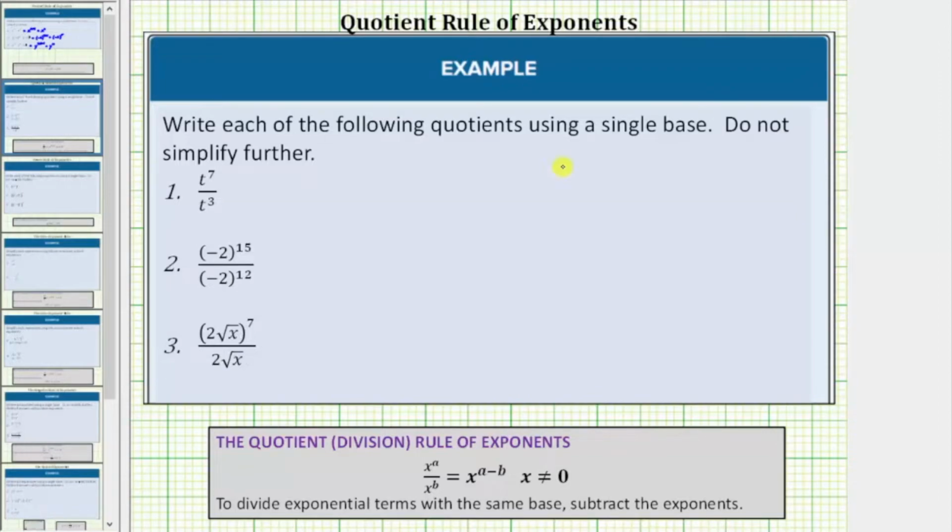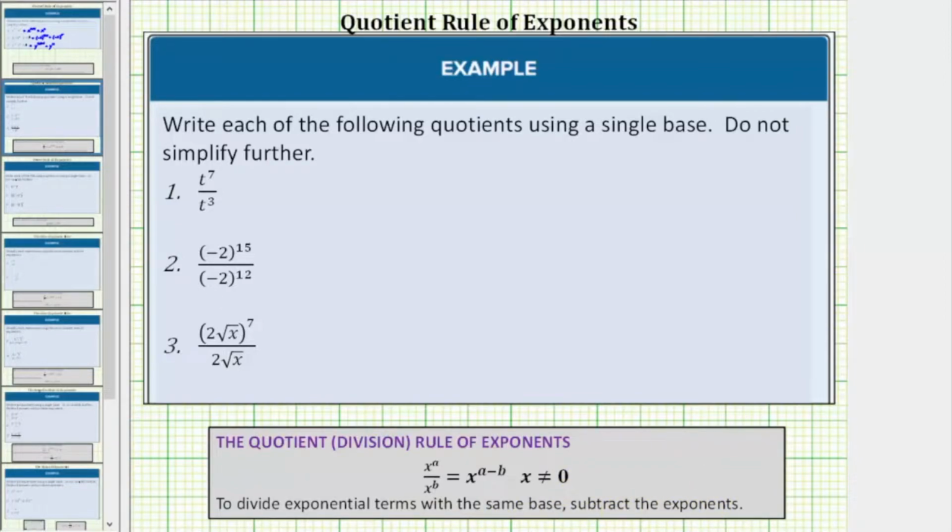We are asked to write each of the following quotients using a single base, do not simplify further. To determine each quotient, we will be using the quotient rule of exponents, which is x raised to the power of a divided by x raised to the power of b equals x raised to the power of a minus b. This rule is telling us that to divide exponential terms with the same base, we subtract the exponents.